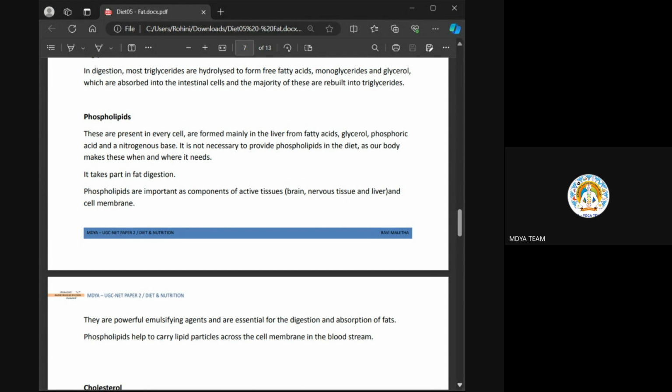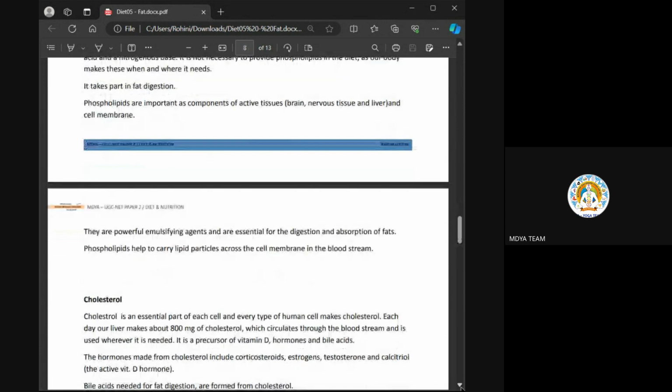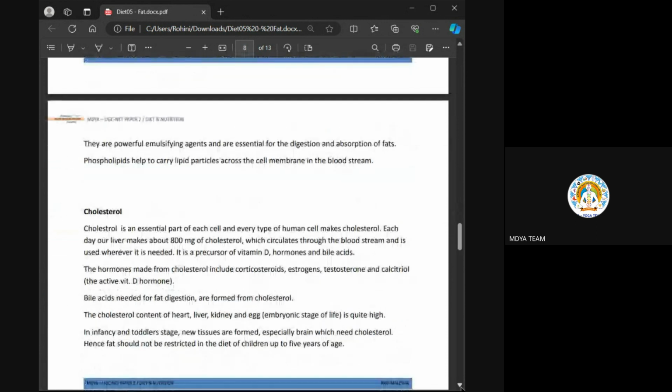And the phospholipids help to carry lipid particles because they are hydrophobic and hydrophilic. They attract the lipid particles and help to move them across the cell membrane, especially in the bloodstream. All cell membranes contain a lipid bilayer of this, which helps in the transfer of the lipid particles.